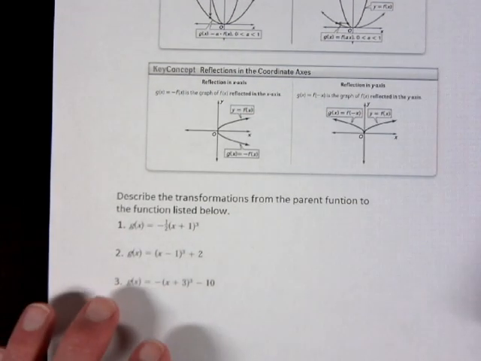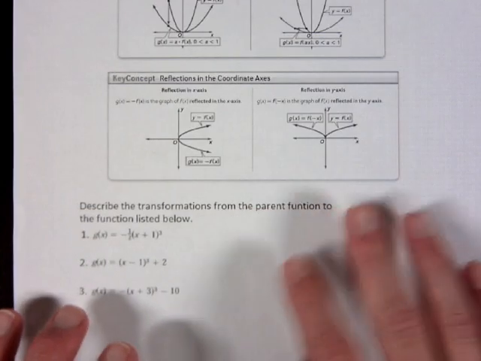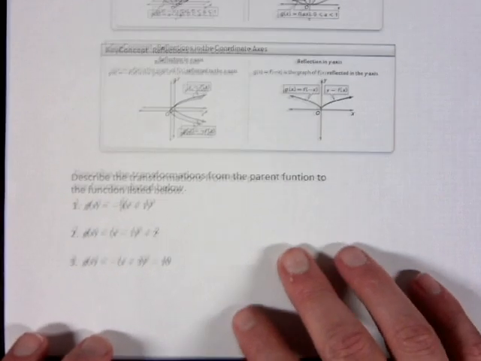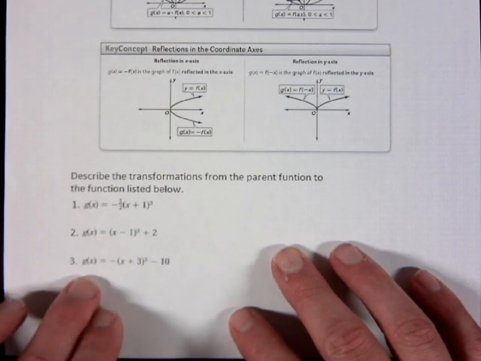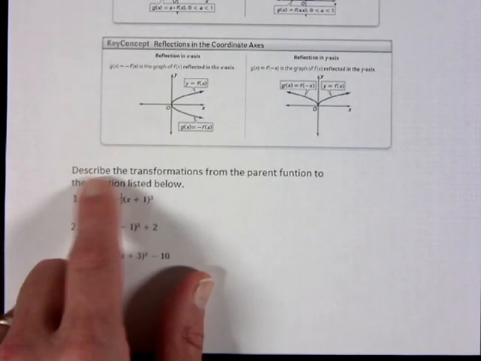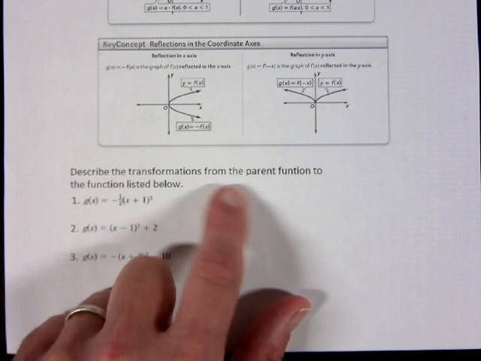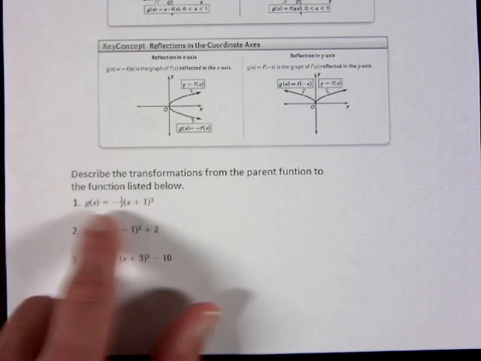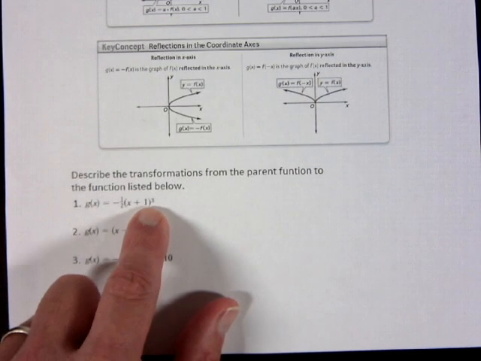All right, so at this point, now that we've gone through how these changes will affect the graph, what we need to do is take a look at some different equations, different functions, and our task is to describe the transformations from the parent function to the function listed below. All right, and so the first function that we have is cubic.